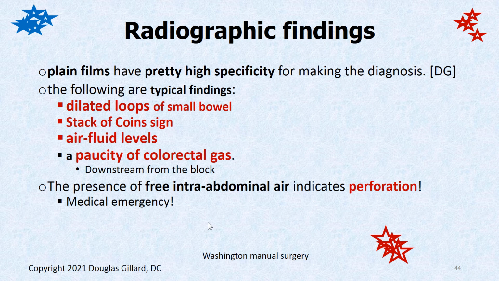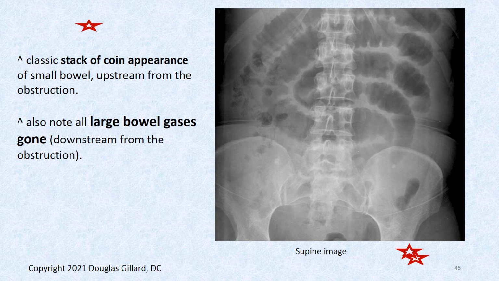Radiographic finding, we already talked about that. So stack of coin appearance because of the bacteria buildup and the release of gas. And then a downstream paucity of colorectal gas. So you're not going to have any gas in the colon or wherever the blockage occurs. The downstream gas is cut off. You might see gas in the abdominal cavity outside of the intestine. That's very bad. That's a sign of inflammation.